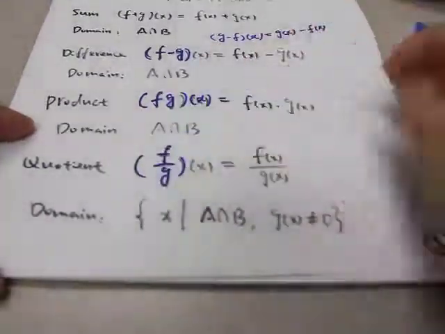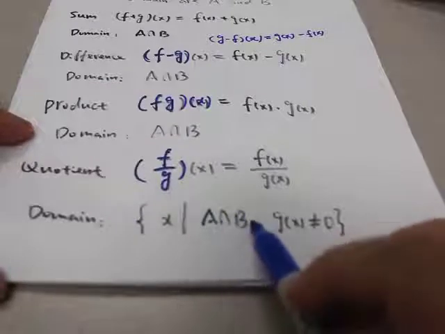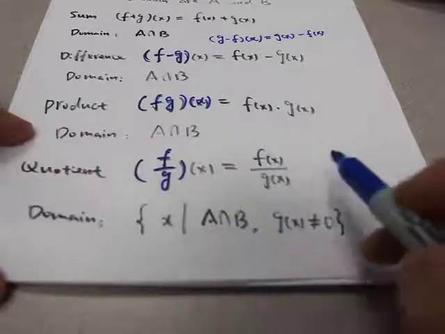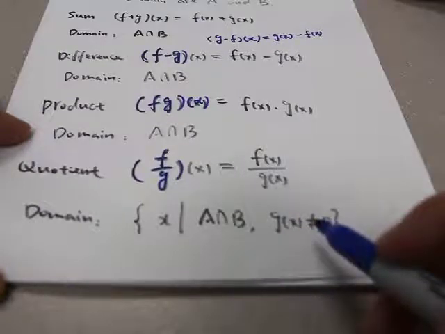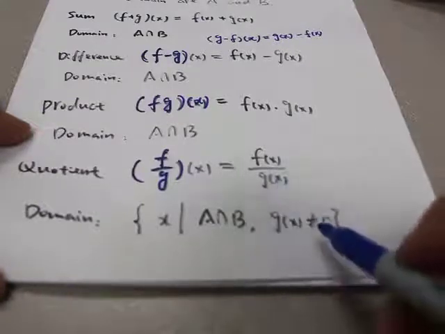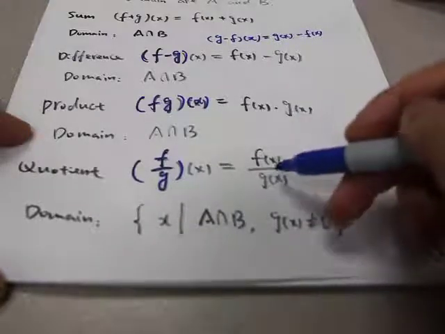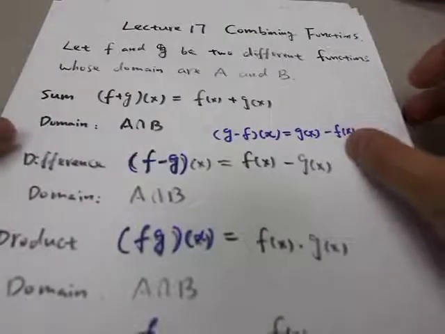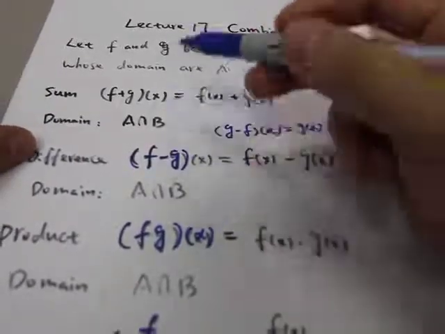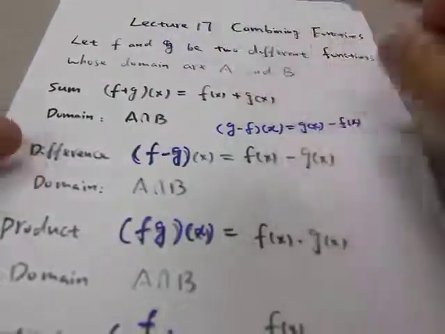Now for the quotient function, the domain is different. The domain is the intersection of A and B, and also we need to exclude any x that will make g(x) equal to 0, because if g(x) is 0, the denominator will be 0, so the whole thing will be undefined. Next, I'm going to use some examples to show you how to create these functions using the given f(x) and g(x).